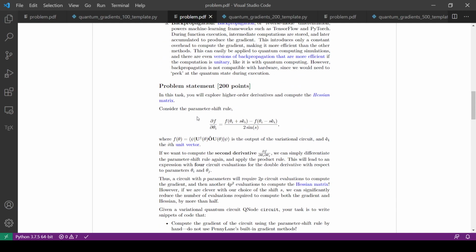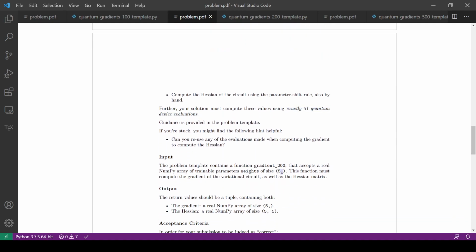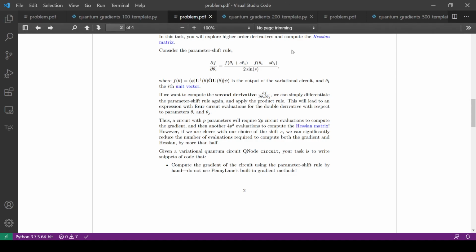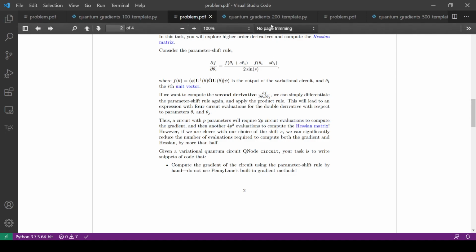For the given circuit, it says somewhere in here that there are 5 weights. So we have to calculate the gradient and the Hessian with only 51 evaluations. The gradient clearly takes 10 evaluations. Normally, the Hessian would take about 100, because it's 4 times 25, or 5 squared. However, we can reduce it by good choices of S and knowledge of the Hessian properties.